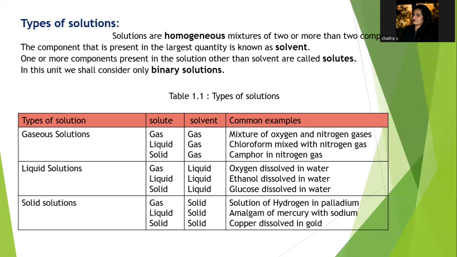And sugar dissolved in water, a uniform mixture of sugar and water, and vinegar, a mixture of acetic acid and water, and steel, an alloy of iron and carbon. These are examples of homogeneous mixtures. What about a heterogeneous mixture? What is the distinction between homogeneous and heterogeneous mixtures?